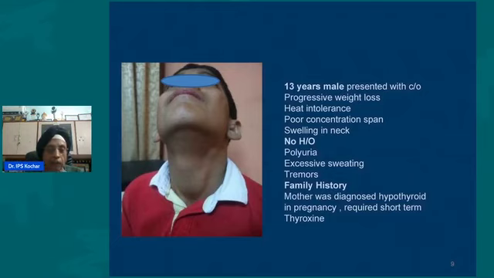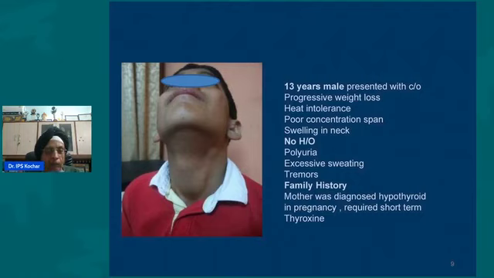Swelling in the neck is seen, as you can see, a very nice swelling in the neck. There is no history of polyuria, so diabetes is tried to be excluded. There is no history of excessive sweating. So why are you asking about excessive sweating? Because there are some conditions where there's sympathetic overproduction, and they may have excessive sweating.